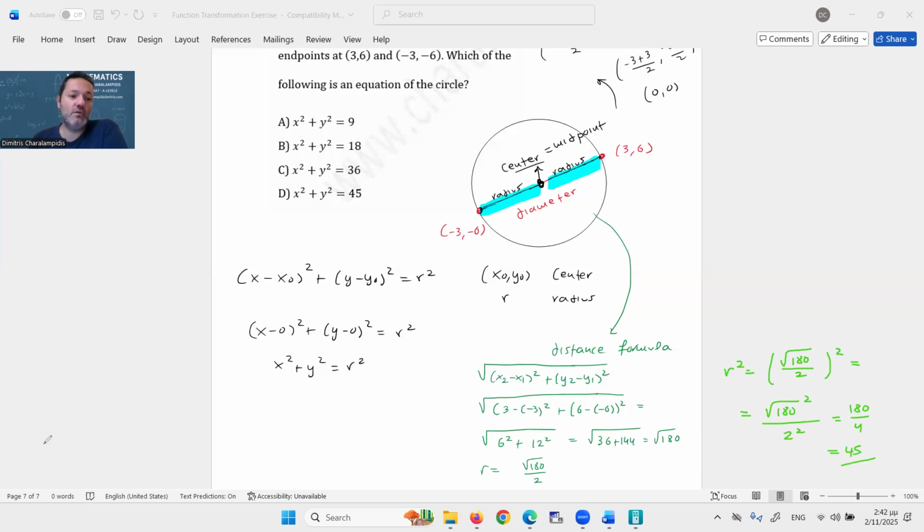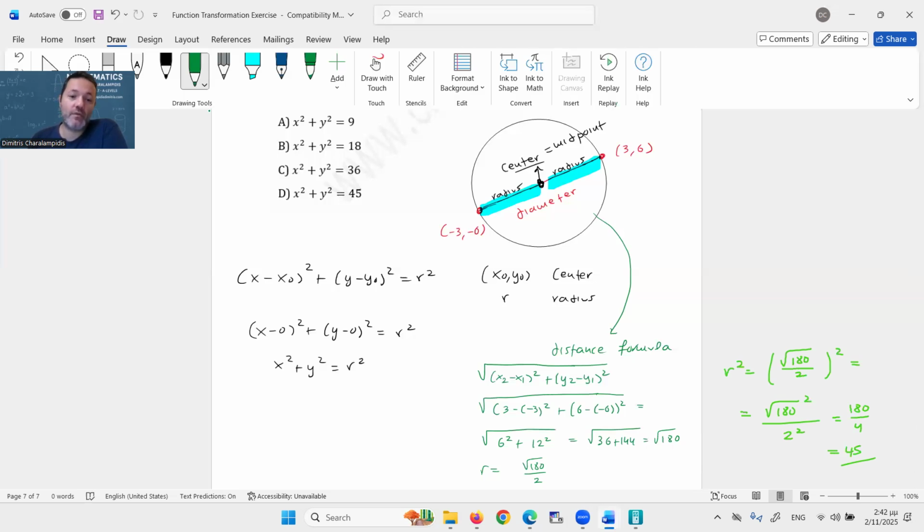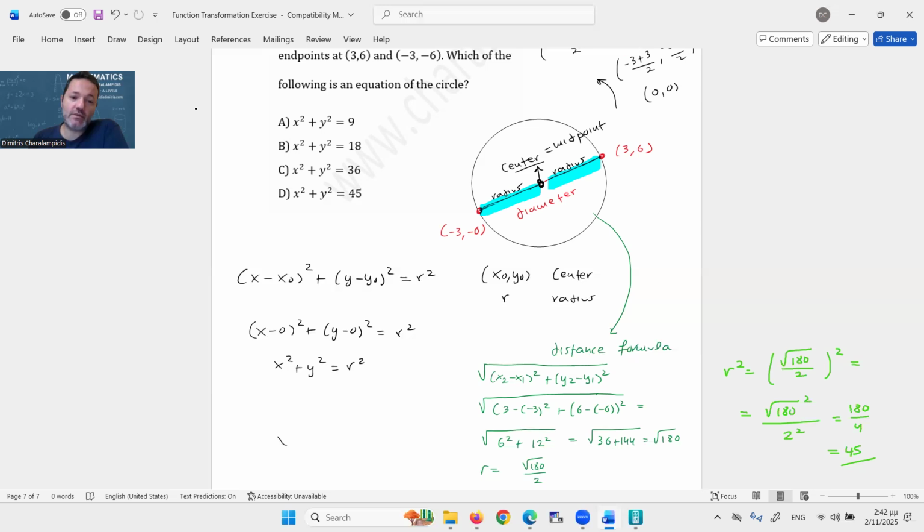So to finalize my answer, the equation would look like x squared plus y squared equals 45, which makes D the right answer.